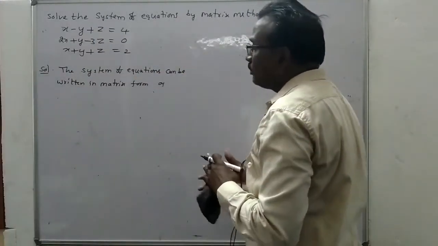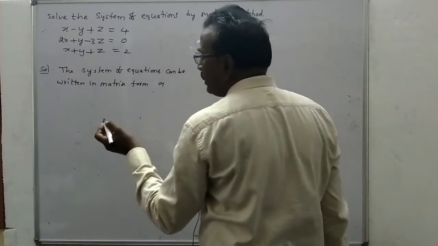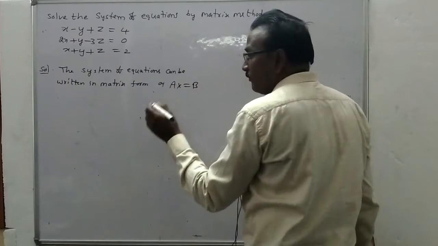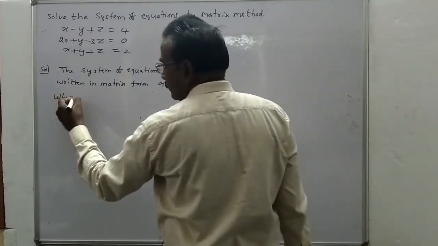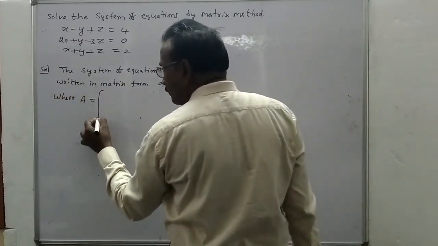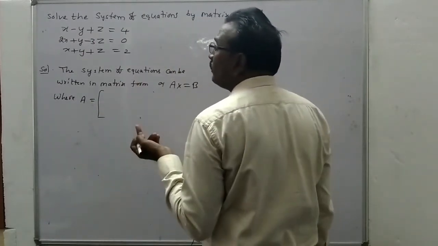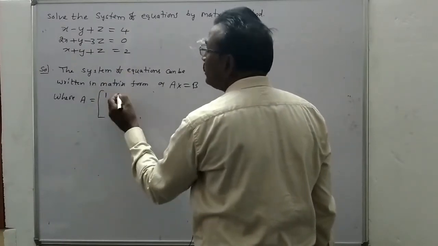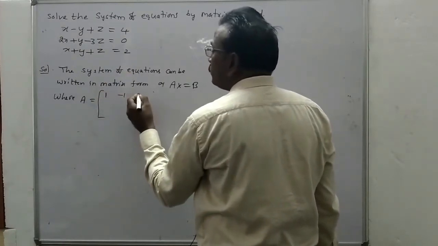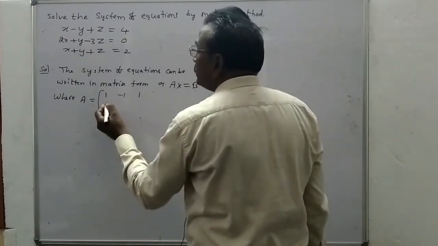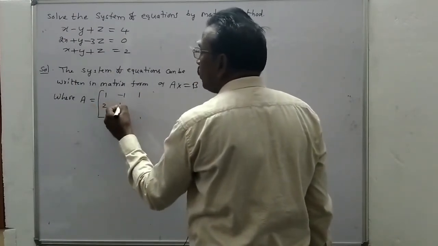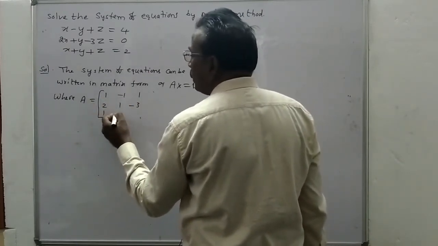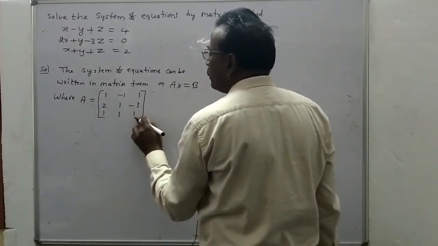So you are given a system of three equations. The system of equations can be written in the matrix form as AX is equal to B, where A is the coefficient matrix. What are the coefficients of x, y, z in the first equation? 1, write in order, the x coefficient, the y coefficient is minus 1, the z coefficient is 1. Next, in the second equation, write in the second row: 2, 1, minus 3, in order. Third equation, what are the coefficients of x, y, z? 1, 1, 1. So this is the coefficient matrix.